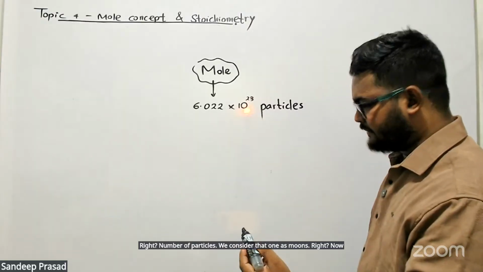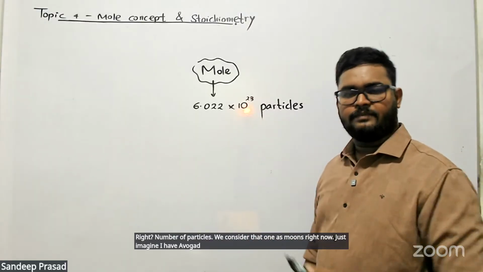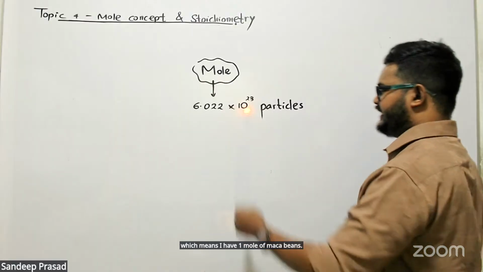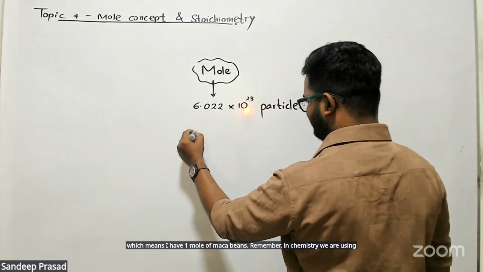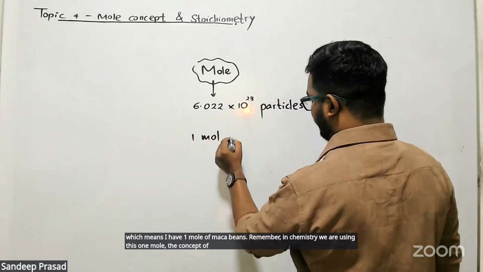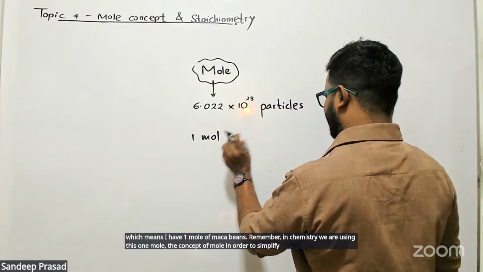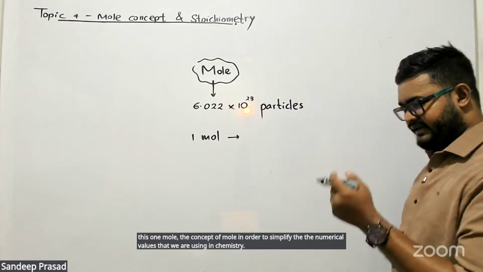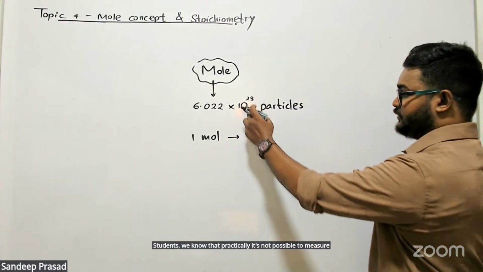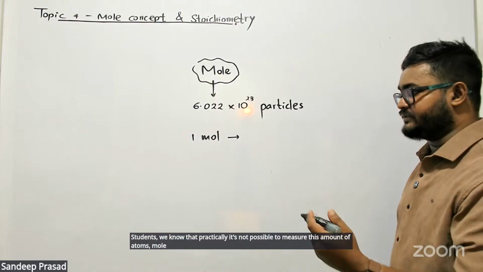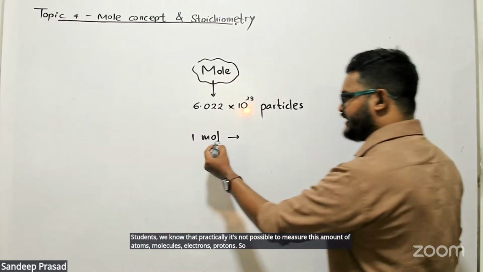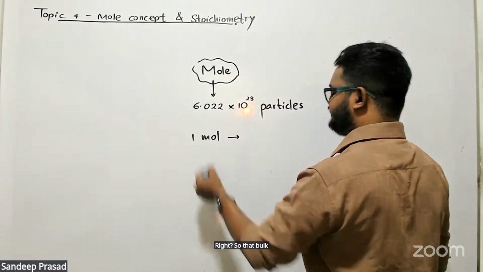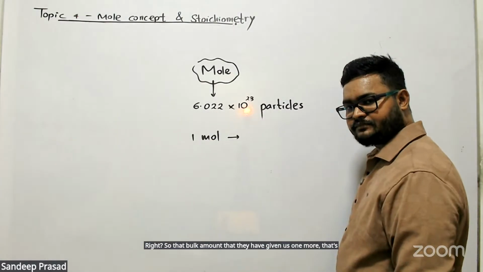Now just imagine I have Avogadro number of marker pens, which means I have 1 mole of marker pens. Remember, in chemistry, we use this concept of mole in order to simplify the numerical values that we are using in chemistry. Practically it's not possible to measure this amount of atoms, molecules, electrons, protons. So we are taking a bulk amount, and that bulk amount, 1 mole, is easy.